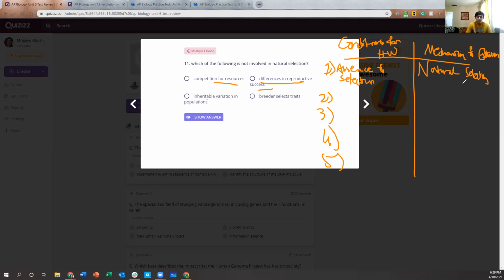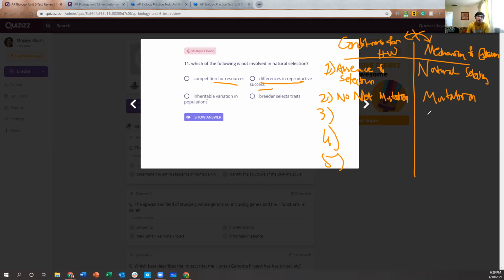Okay. The second one, another example we saw already today, is mutation, right? If you have a mutation, that's going to lead to variation. So mutation is a mechanism of evolution. The condition for Hardy-Weinberg is no net mutation, so no net change in DNA. Remember, everything in this column is the opposite of what's in this column. So these are opposites.